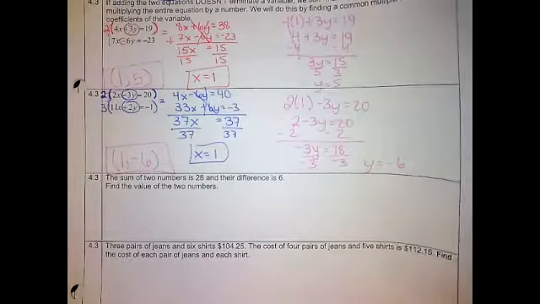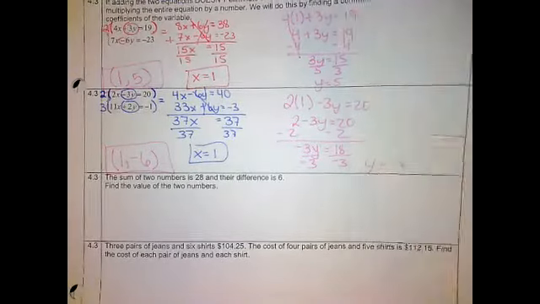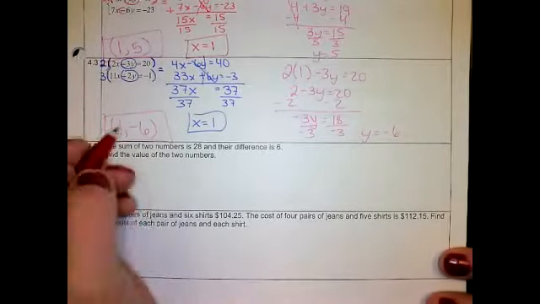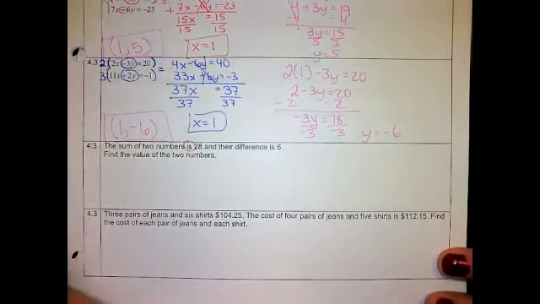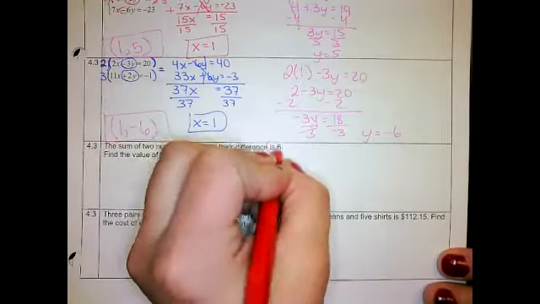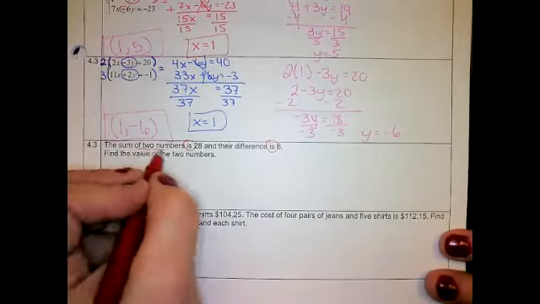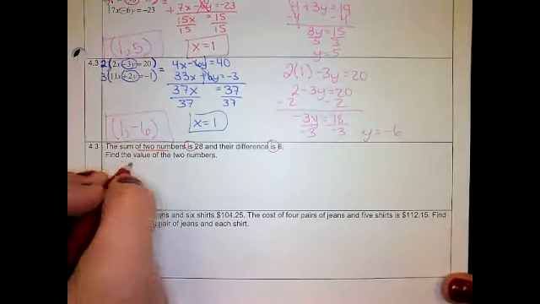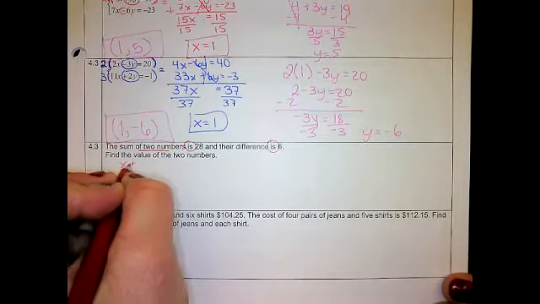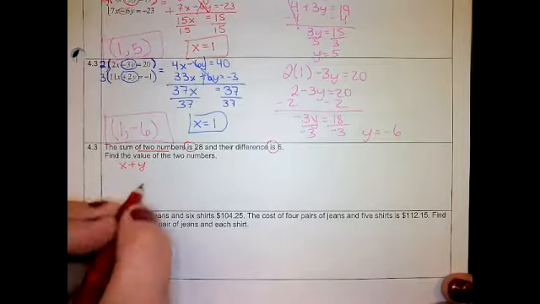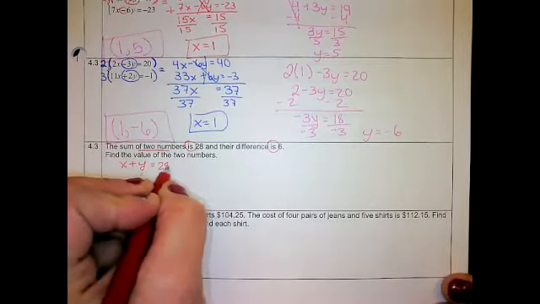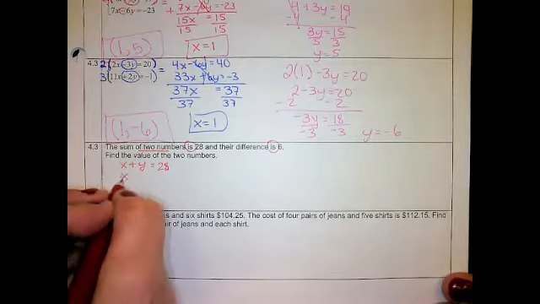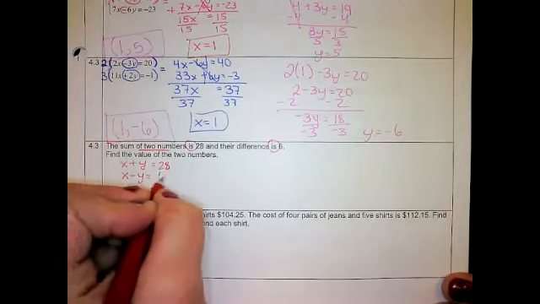Let's go ahead and look at a couple of word problems. So this first one says the sum of two numbers is 28 and their difference is 6. So we have two numbers. We don't know what those two numbers are. So what should we call them? Well, we should call them x and y. So the sum, adding them together, is 28. And the difference of those two numbers, so x minus y, is 6.